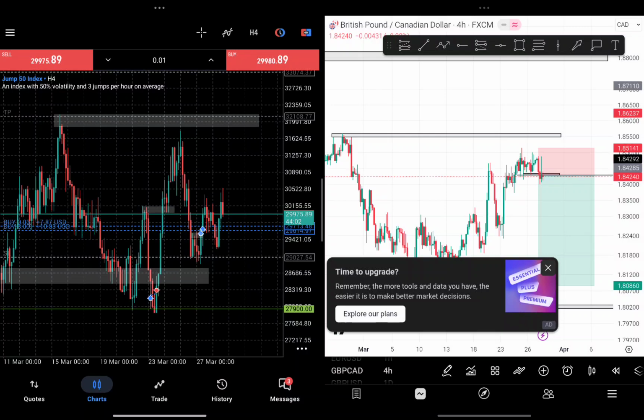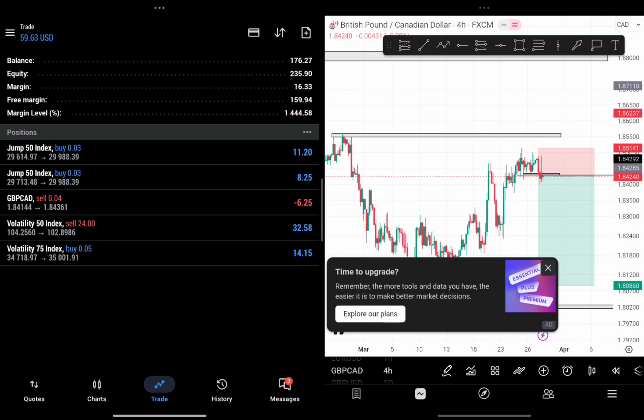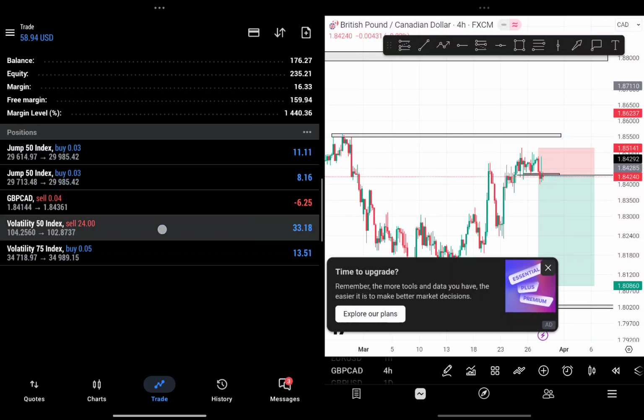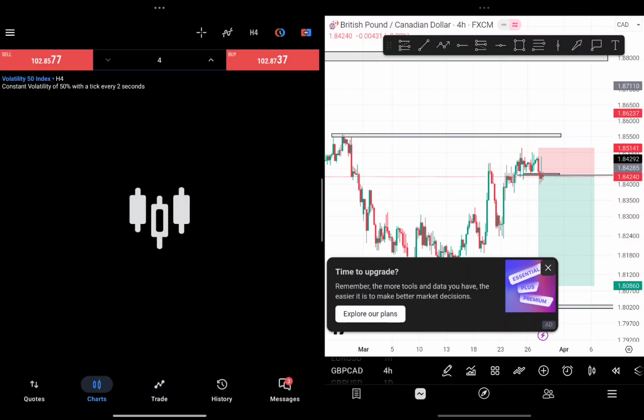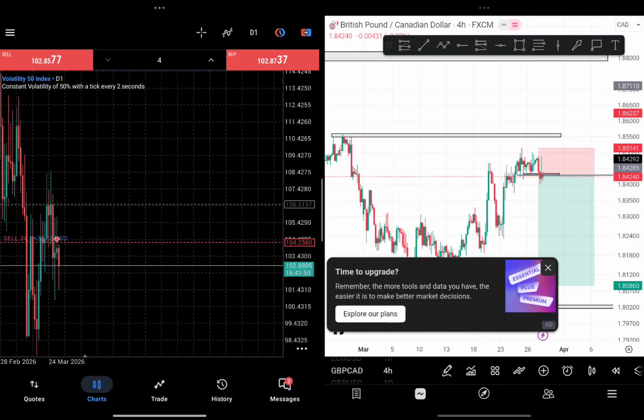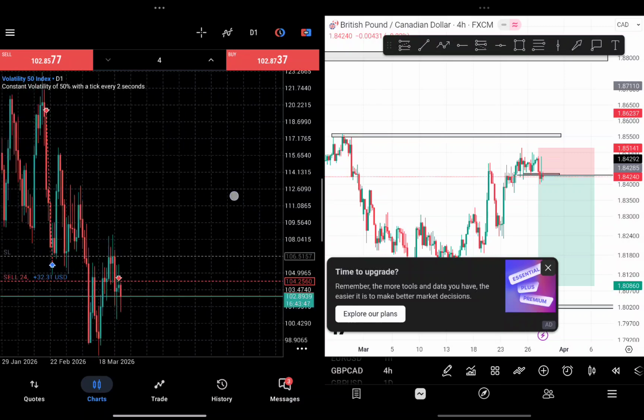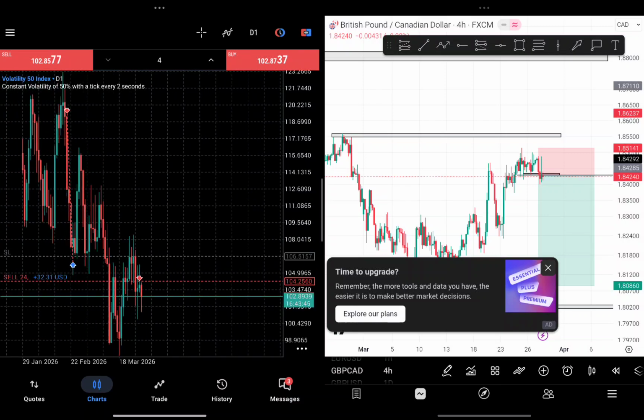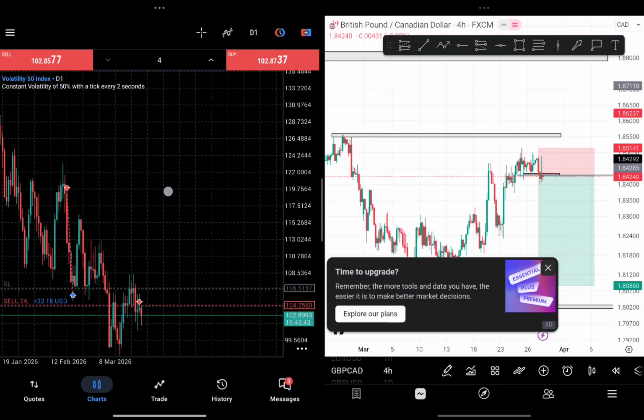It's just price action, price telling you what's going on, then you follow. That's just it. That's for Boom 50, and for Volatility 50, still the same thing. I go to the daily time frame and start my analysis from there.